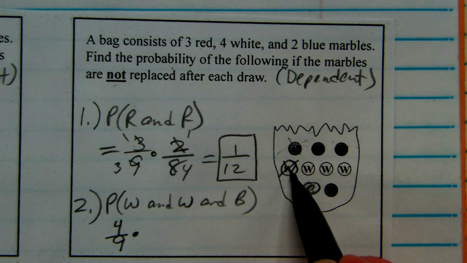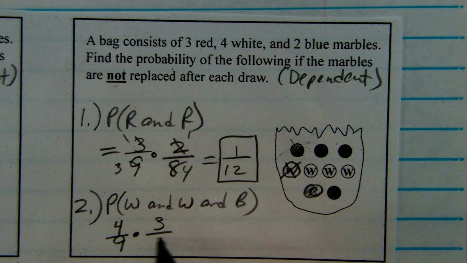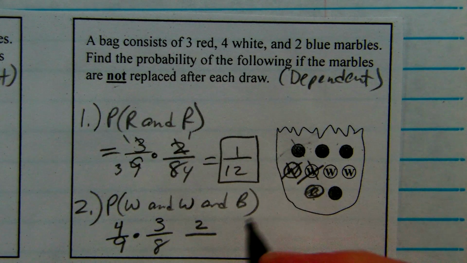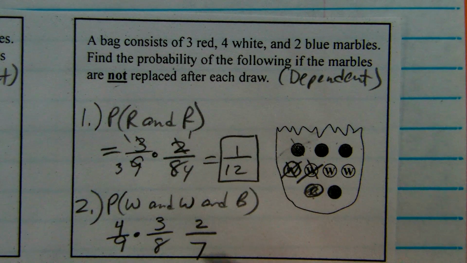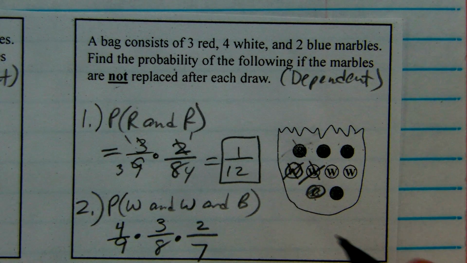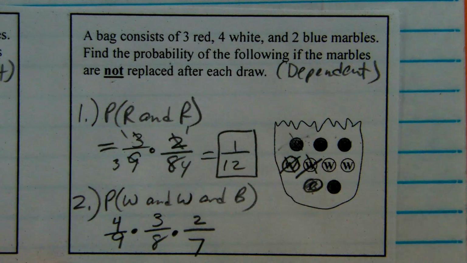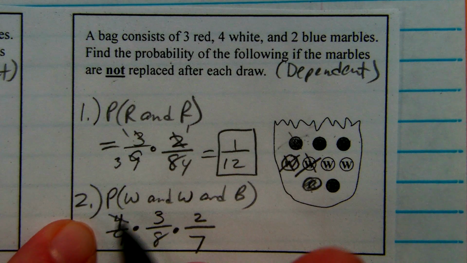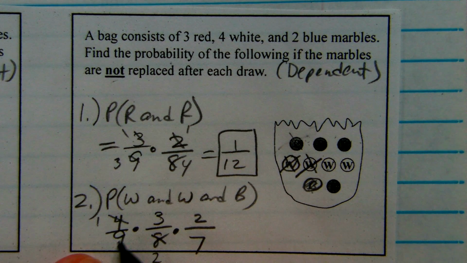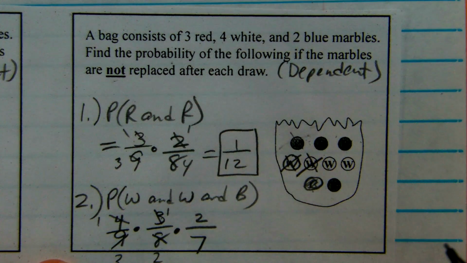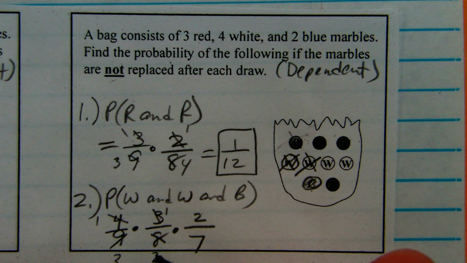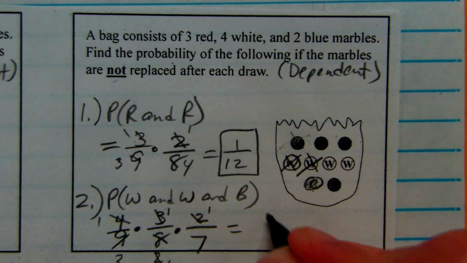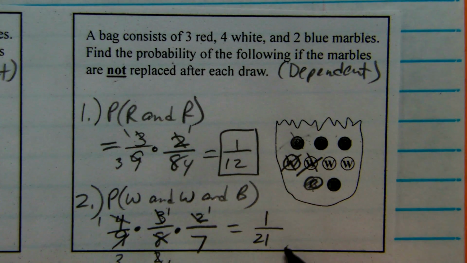So we took a white out, and now there's only 3 whites left and 8 marbles, and we'll cross off the second white. And then we're going to do a blue. So there's still 2 blues, but there's only 7 marbles. Okay, so there's no fractions you can reduce, but we can reduce across fractions. So the 4 over here with the 8 over here we can cancel and make that 1/2. This 3 with the 9 becomes 1/3. And then this 2 with that 2. You can just keep canceling. Makes those 1. So I have 1 times 1 times 1 now. And 3 times 1 times 7, which is 21.